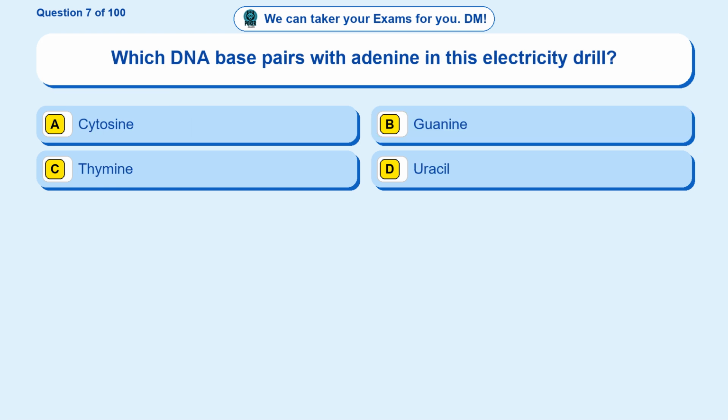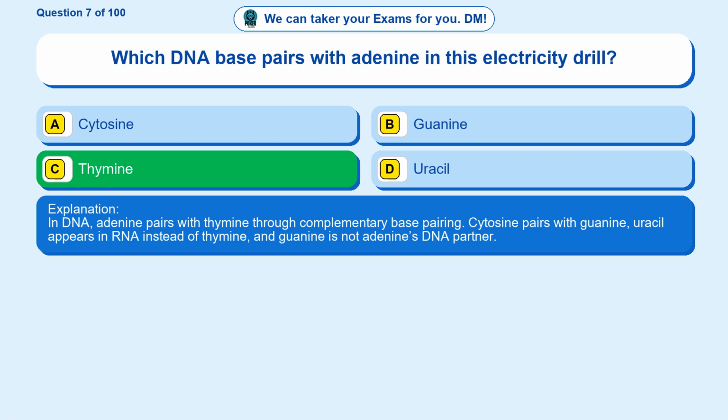Question 7. Which DNA base pairs with adenine in this electricity drill? Option A, cytosine. Option B, guanine. Option C, thymine. Option D, uracil. The correct answer is option C, thymine.